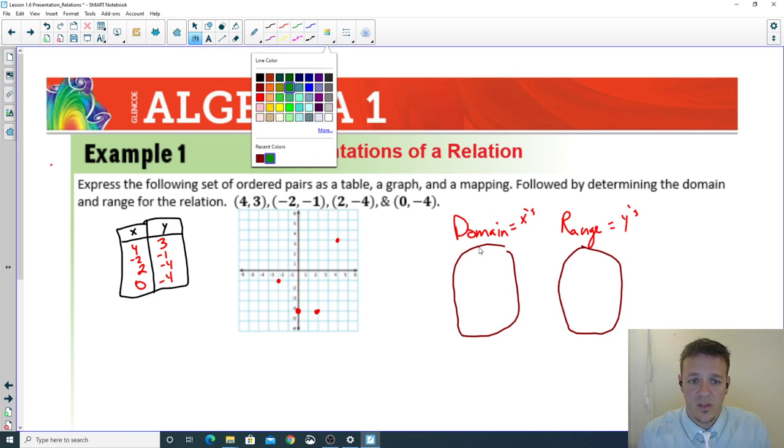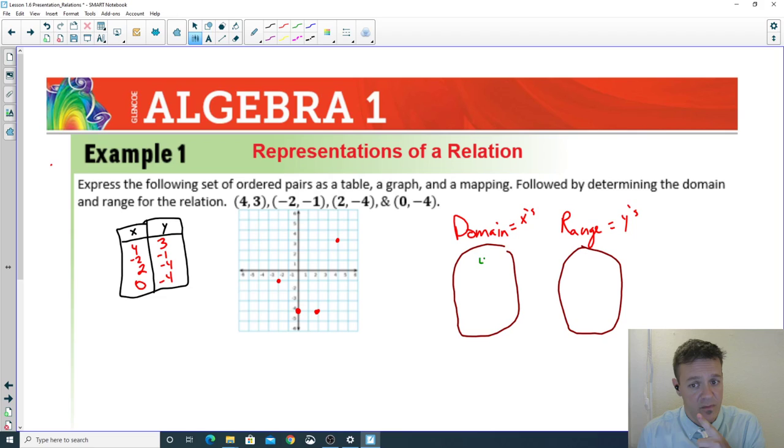Okay, so now we're going to do domain, right? We have to look at the domain over here, and we can use the x values here. You only write the number one time. So what I mean by that would be 4, -2, 2, and 0. Those are all unique numbers. Now you go to the range. The range is a 3.